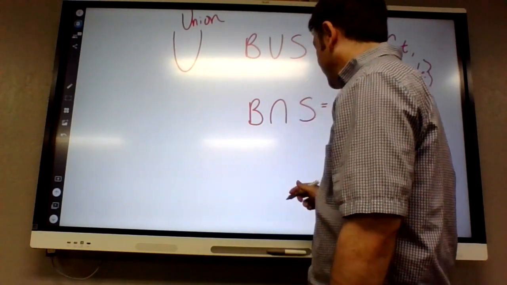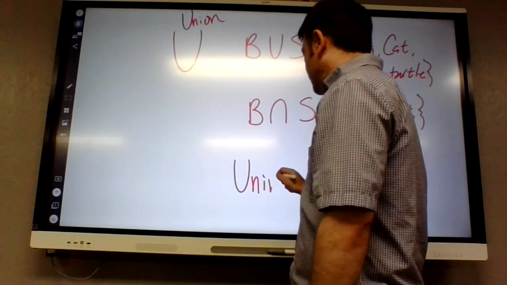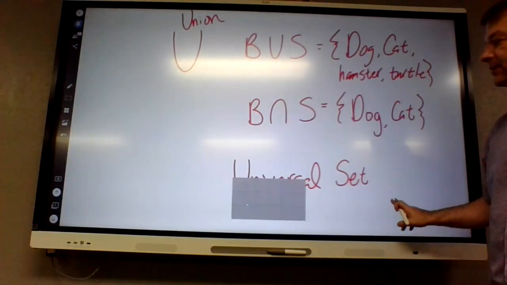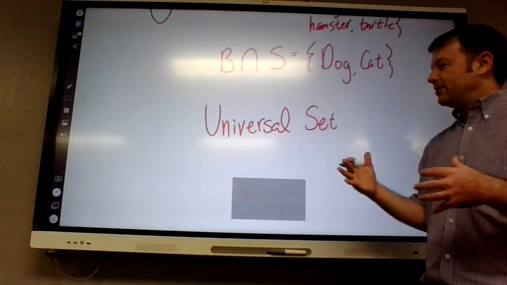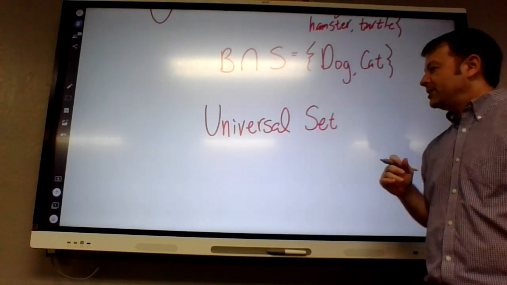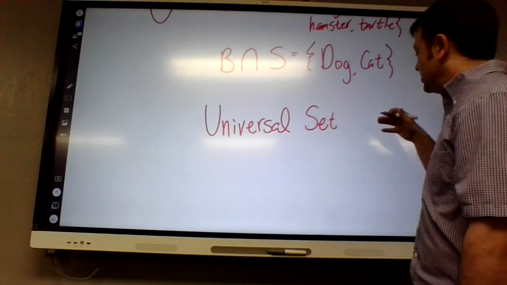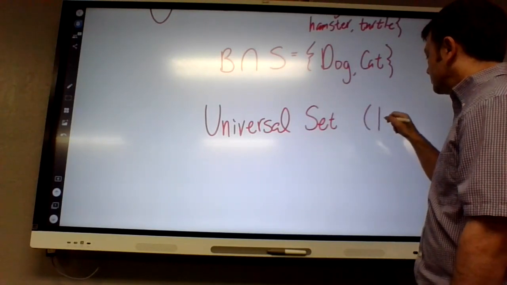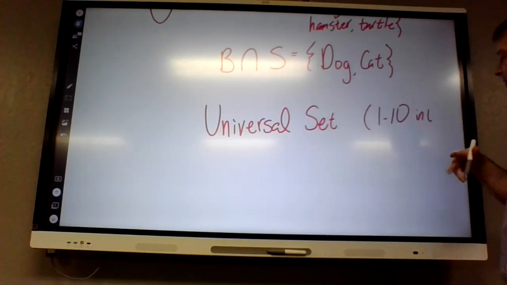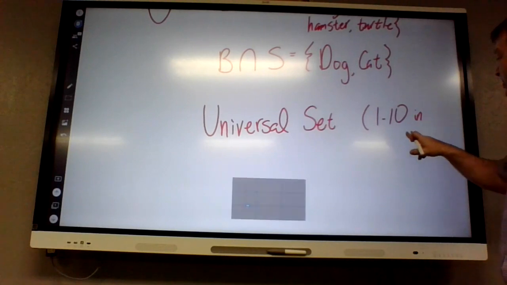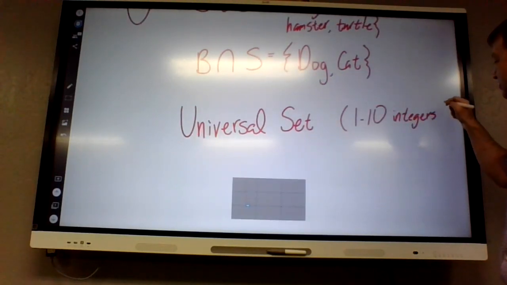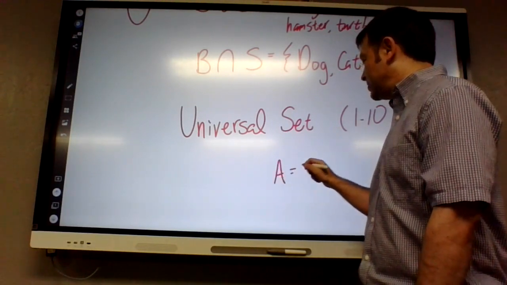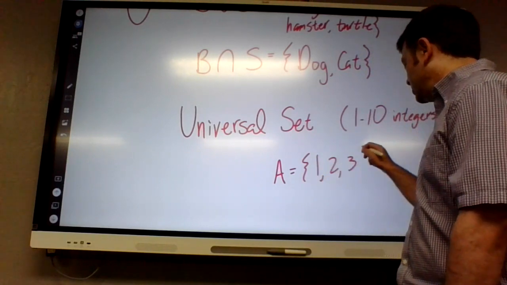So this is kind of a new idea also, the universal set. It means everything that can be chosen in whatever we're talking about. So maybe I'll say the universal set is the integers from 1 to 10. So 1, 2, 3, 4, 5, 6, 7, 8, 9, 10. I'm limiting it to just integers, so no fractions or decimals. If the universal set is 1 to 10, and let's say that set A is 1, 2, 3.